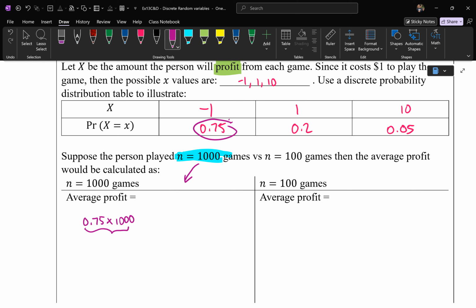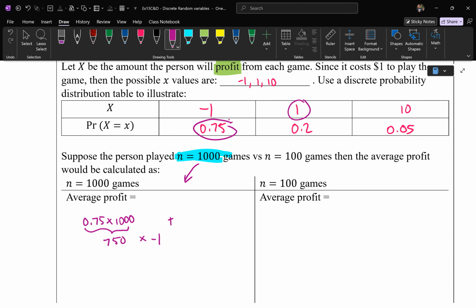average, you're doing -1 plus -1 plus -1. How many times? 750 games. So you don't want to sit there and write -1, -1, -1, -1, -1. So instead, the quicker way is 750 games times -$1. True? Okay. Plus, how many games or how many dollars can you actually win for a profit of $1? Well, 20% of the 1,000.